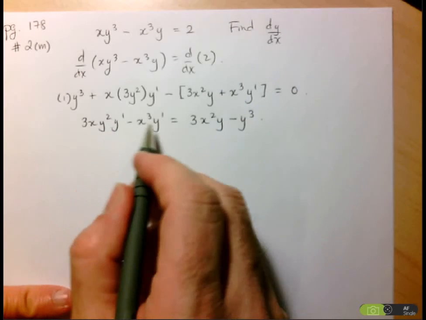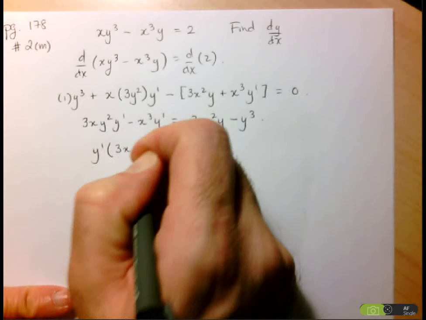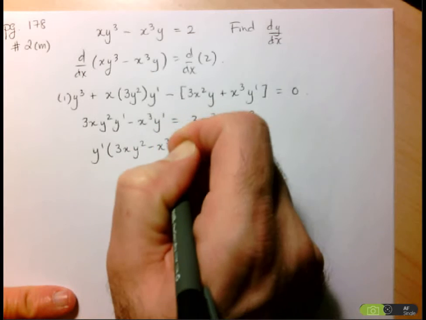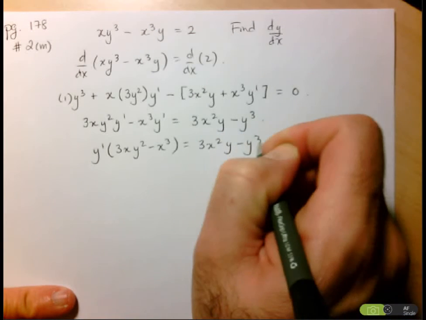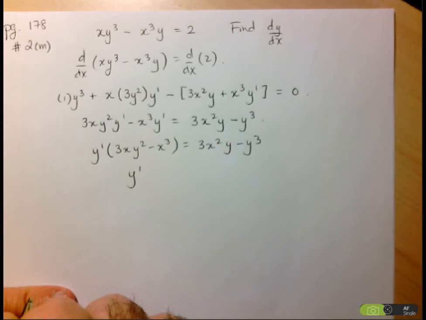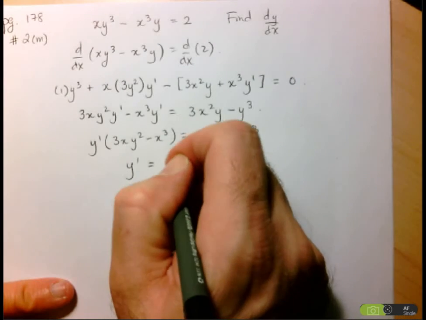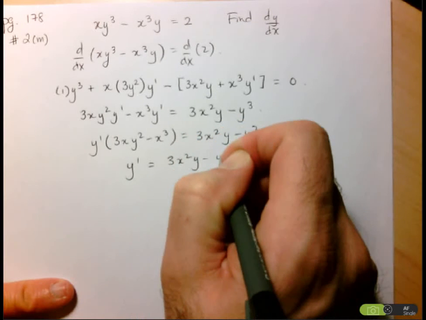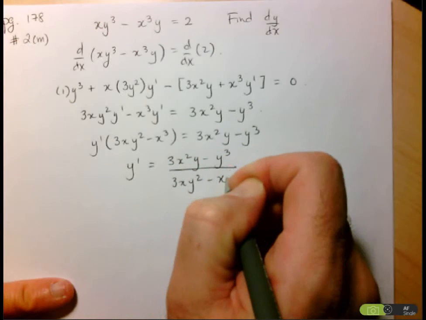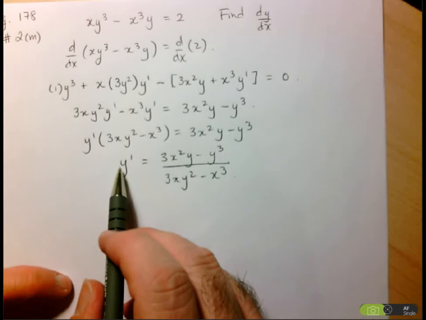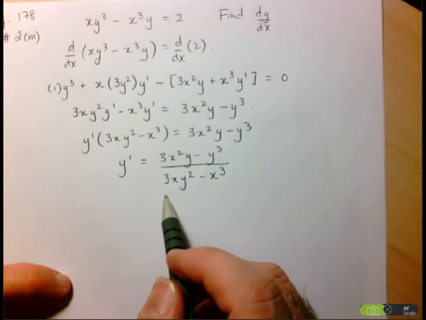Okay, and so now we factor out the y prime on the left side, and we're left with 3x y squared minus x cubed equals 3x squared y minus y cubed, and now we can isolate the y prime, which is what we're looking for. Okay, so here we've got 3x squared y minus y cubed over 3xy squared minus x cubed. Okay, and there we have it, derivative of y with respect to x, given by this expression, which of course contains both x and y values.